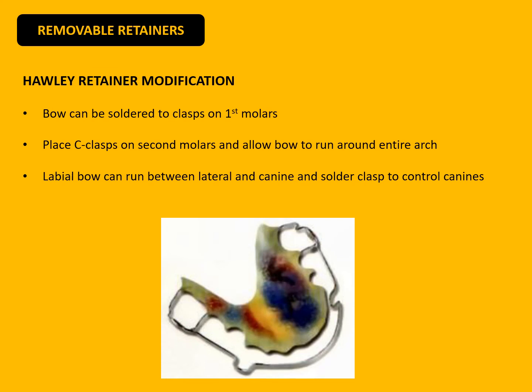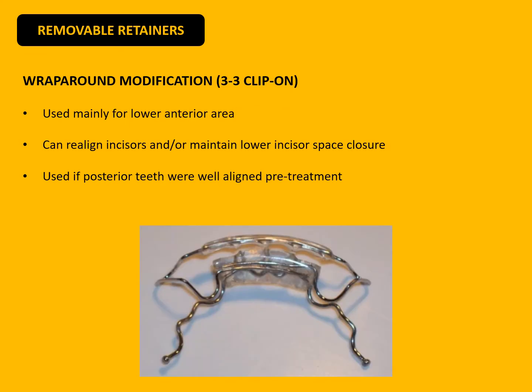Also, the Hawley retainer can have modifications. That is, the bow can be soldered to clasps on the first molars. You can also place C clasps on second molars and allow the bow to run around the entire arch. Also, the labial bow can run between the lateral and canine, and you can solder a clasp to control the canine. So there can be various modifications you can do to a Hawley's retainer.